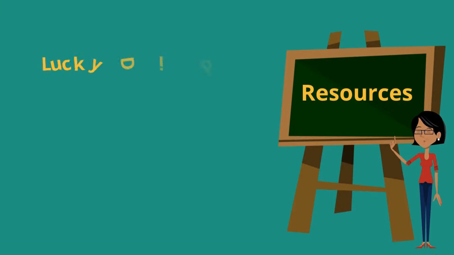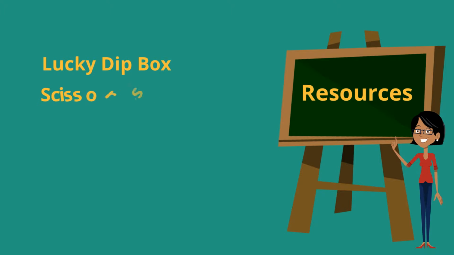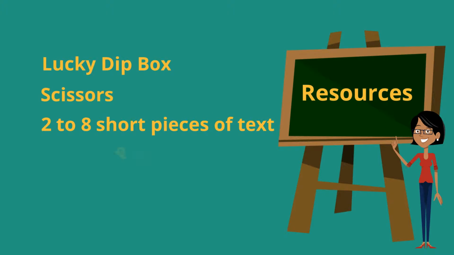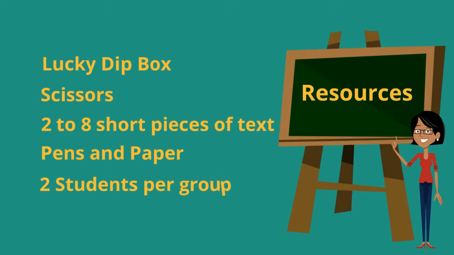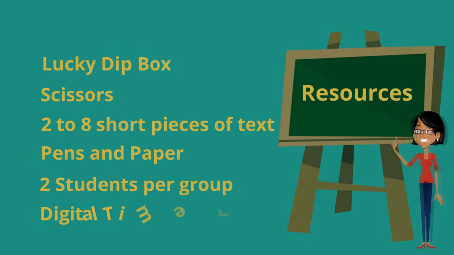So what resources do I need in order to implement running dictation? I need a lucky dip box, a pair of scissors, between 2 to 8 short pieces of text in the target language, pens and paper, student stations with 2 students per group, and finally, a digital timer.